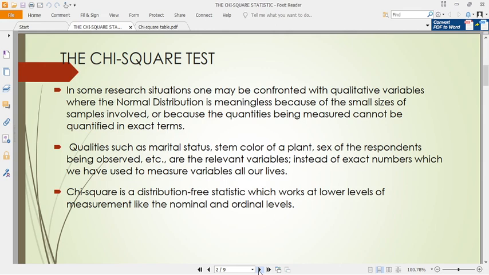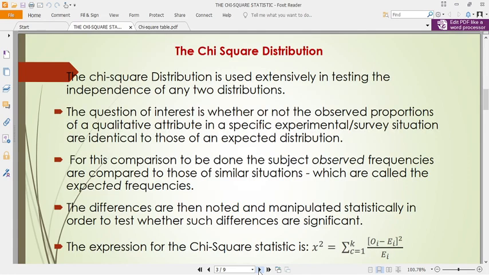So the chi-square test basically looks at qualitative variables such as marital status, stem color, sex, and so on. So it looks at the qualitative variables. So those are both ordinal and nominal. It basically looks at categorical events, and the chi-square distribution is extensively used when testing for independence of any two distributions.